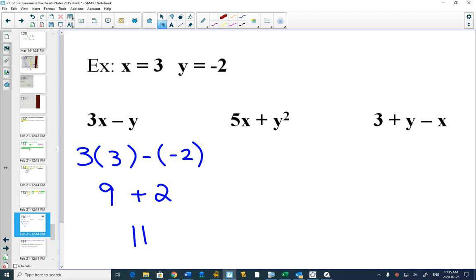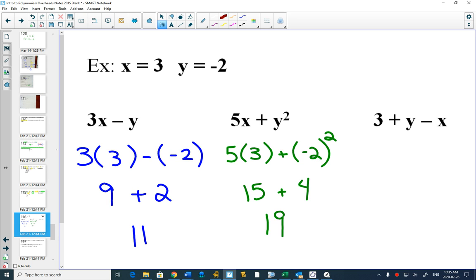Second one, switch to green. I'm going to put a bracket for the x plus bracket for the y, and it's getting squared. So everything else stays the same, except where the variable was, we're going to substitute 3 for x and negative 2 for y. 5 times 3, that's 15. Negative 2 squared is positive 4. 15 plus 4, 19.